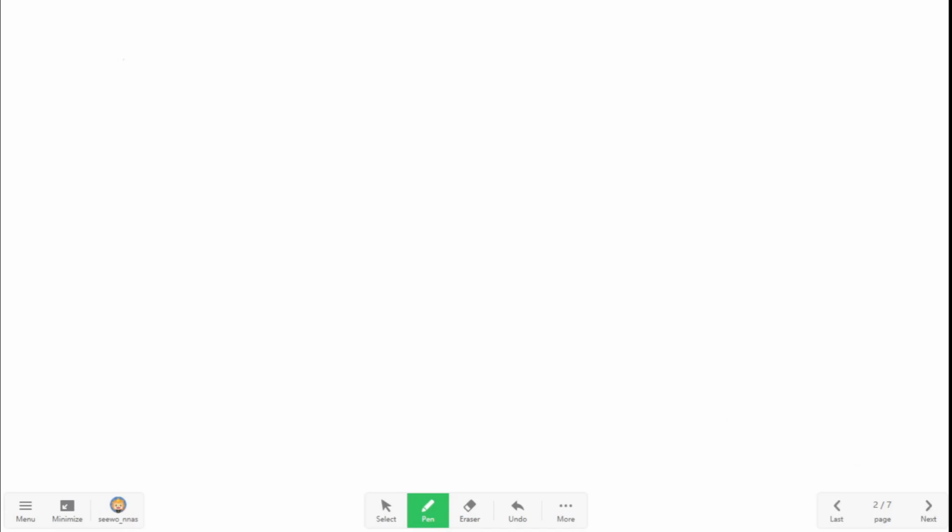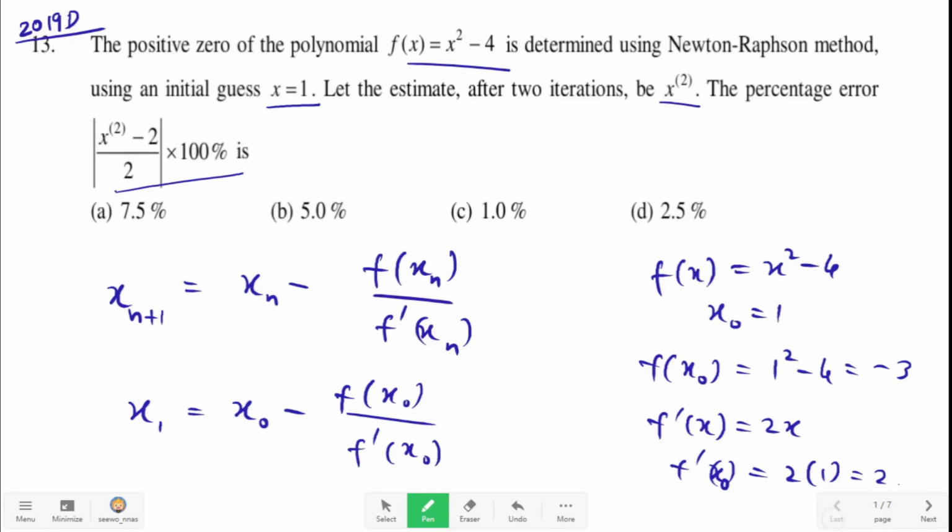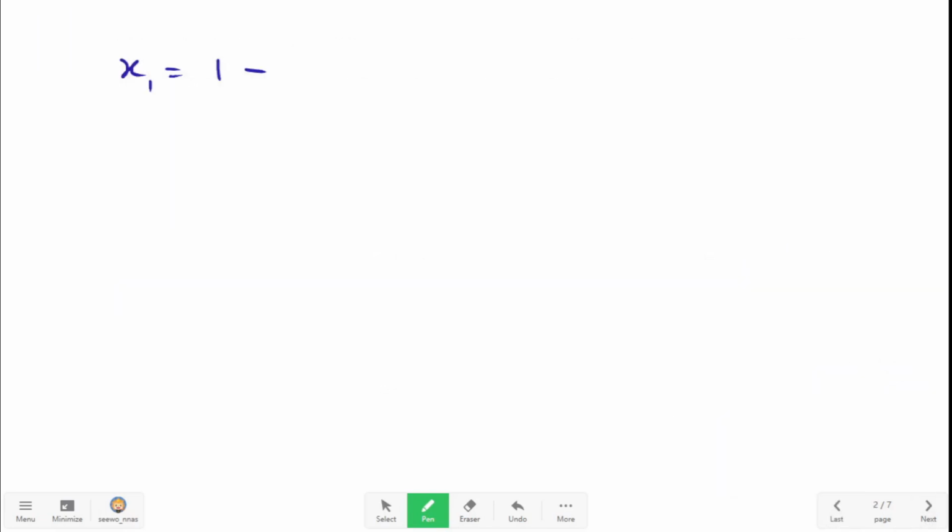Therefore x1 = x0, which is 1, minus f(x0), which is −3, divided by f'(x0), which is 2. This comes out to be 1 + 3/2, which is 5/2.